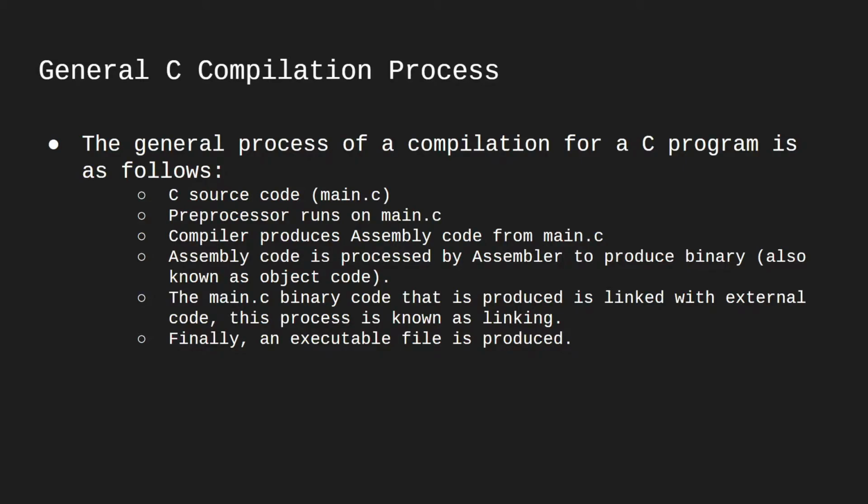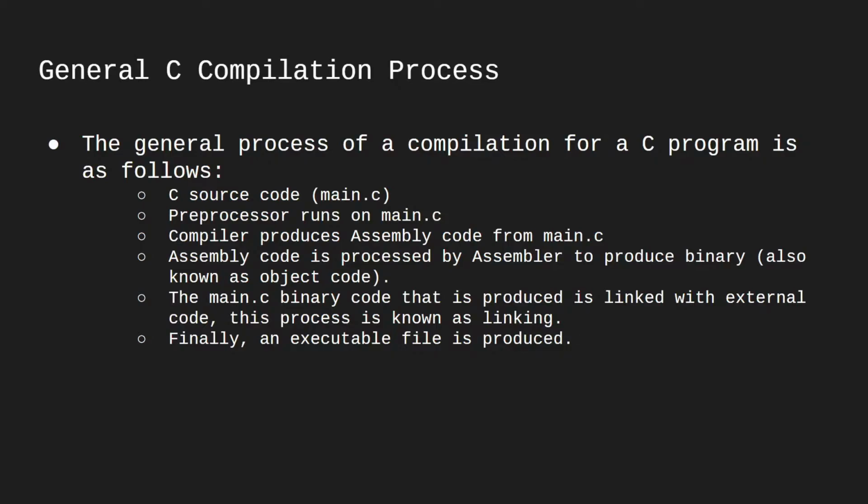The assembly code produced by the assembler is some type of binary. It will eventually become binary. It will be converted from assembly code to actual binary instructions. The next process is called linking, and that's when we're basically patching in external code that we may need to use that we did not define. An example of this would be the standard library printf function. And at the end of this, an executable is finally produced.